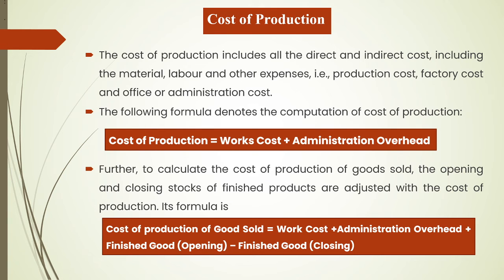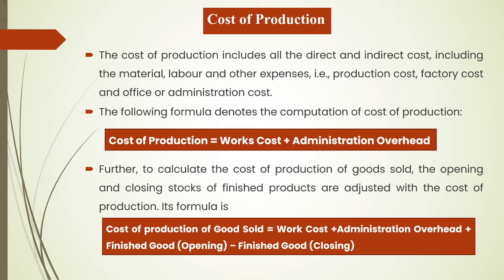Then cost of production. The cost of production includes all the direct and indirect costs, including the material, labor and other expenses, that is production cost, factory cost and office or administration cost. The following formula denotes the computation of cost of production. Cost of production is equal to work cost plus administration overhead.